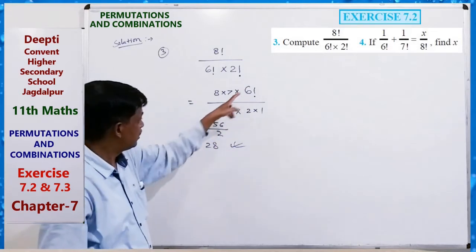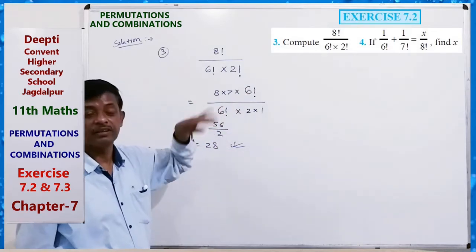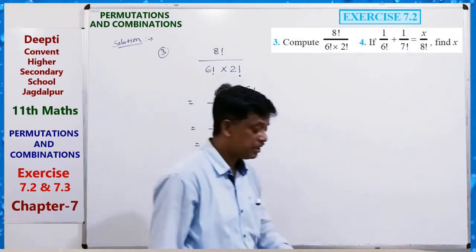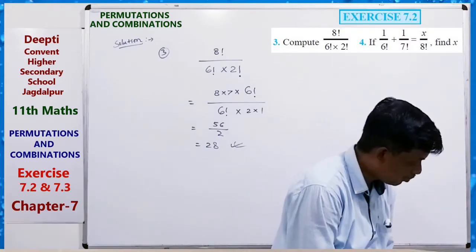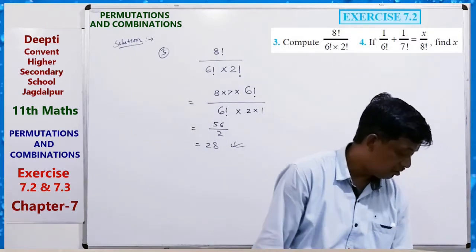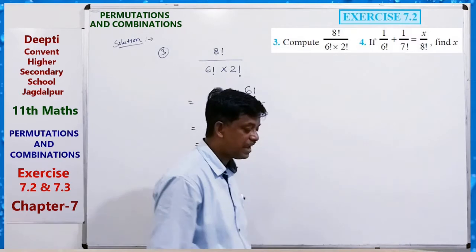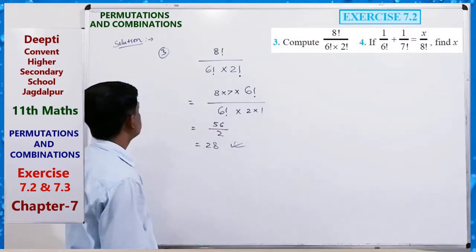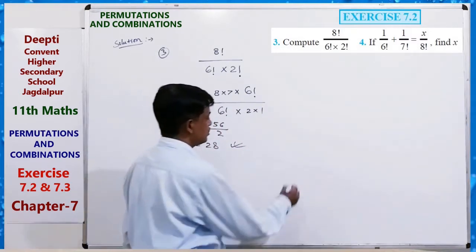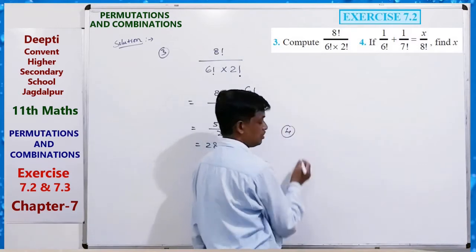So this is the technique of solving factorial notation. Okay, so question 4 is given here: 1 by 6 factorial plus 1 by 7 factorial equals x by 8 factorial, find x.